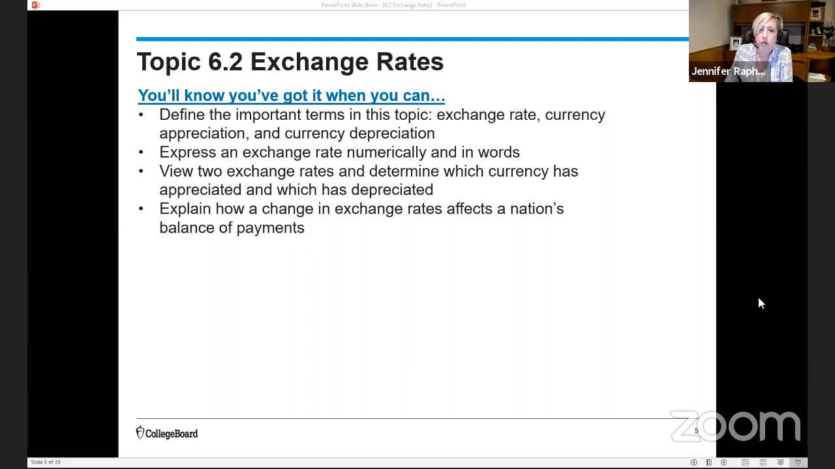We want to be able to look at two exchange rates and determine which currency has appreciated and which currency has depreciated. And finally, we want to be able to explain how a change in exchange rates is going to affect a nation's balance of payments.